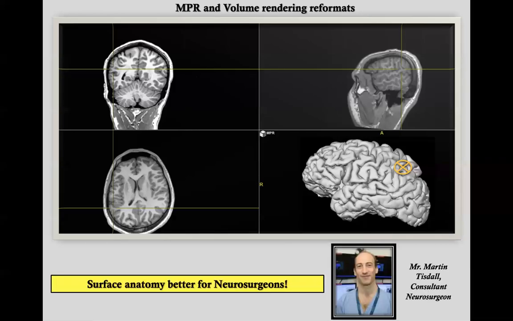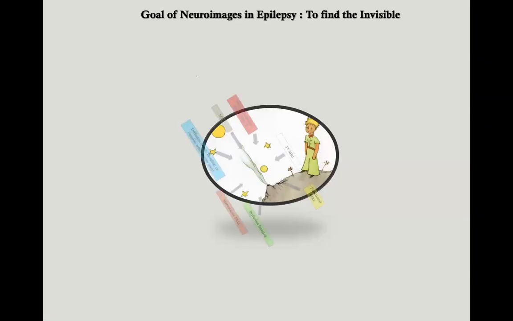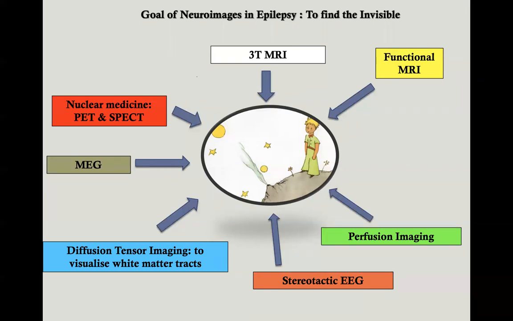And it's very important. This is something that our amazing neurosurgeon, Martin Tisdal, taught me. And it's very nice to sit with him and learn how he really approached this. So you need the surface anatomy, but also you need a multidisciplinary approach.